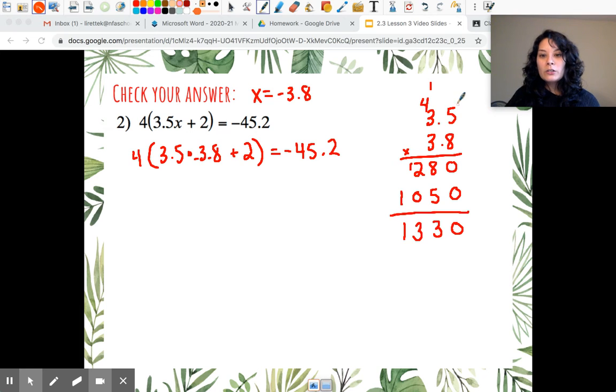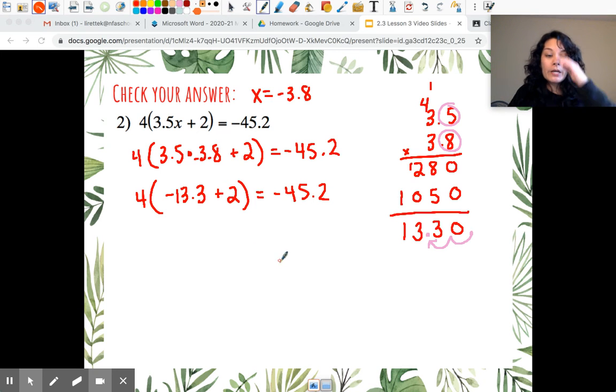I need to adjust for 2 decimal places, so I start at the right and move 2 places to the left. I can ignore this ending 0. So this first value here is just going to be a negative. Don't forget there's a negative there. 13.3. And I bring down my plus 2. I'm copying everything else exactly the same because I haven't done anything with those numbers yet.